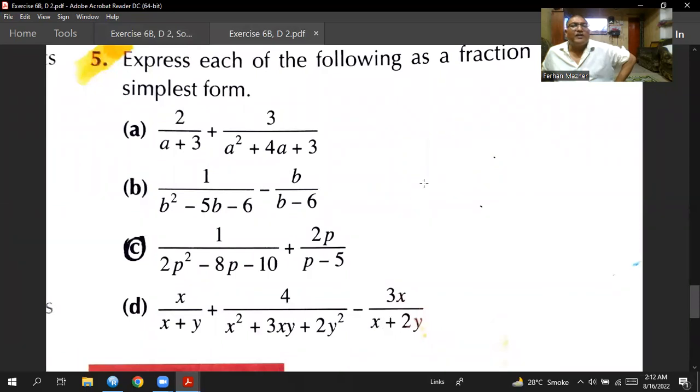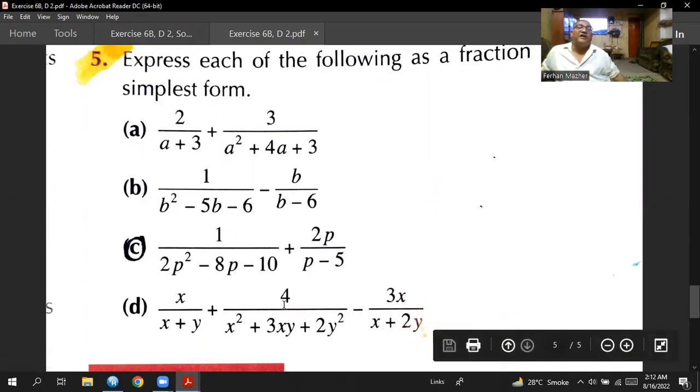Now we are going to the next part. The next part is question number 5, and its D part. You have x divided by x plus 1 plus 4 divided by, and in the denominator I have x squared plus 3xy plus 2y squared, and minus 3x divided by x plus 2y.